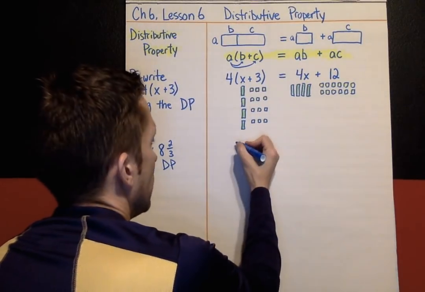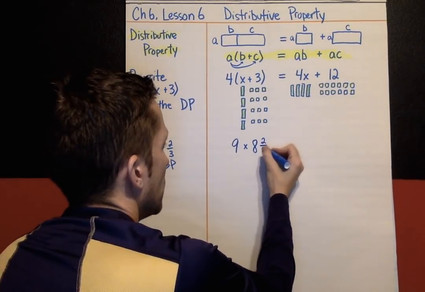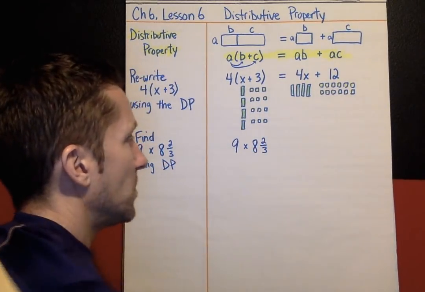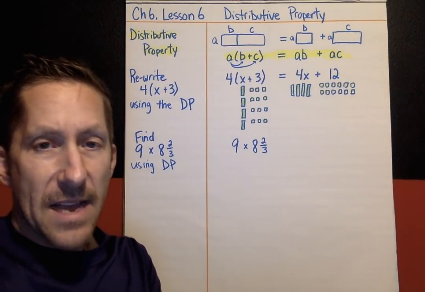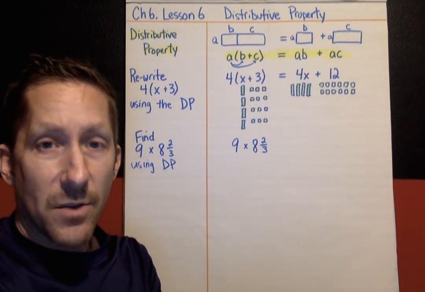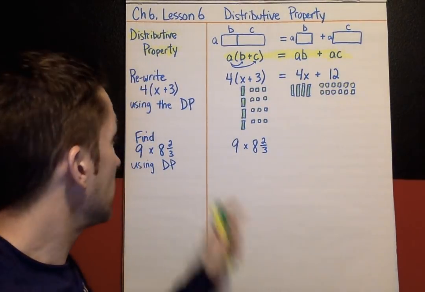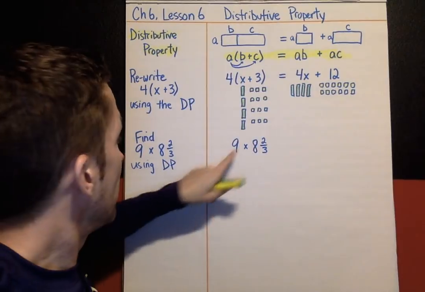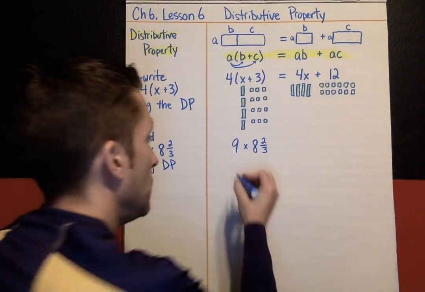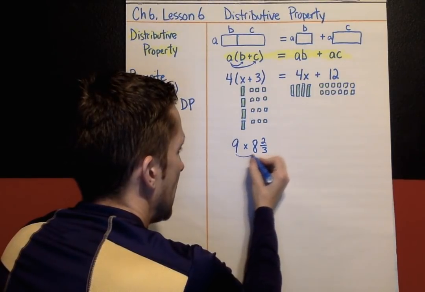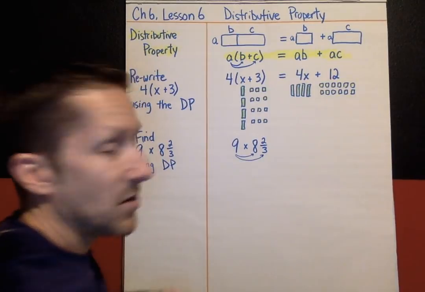So let me rewrite our problem here. 9 times 8 2/3. And 8 2/3 is another way of saying 8 and 2/3. It's also 8 plus 2/3. We just don't write the plus. So it's really an example of the distributive property. So we are going to distribute the 9 times the 8 and the 9 times the 2/3.